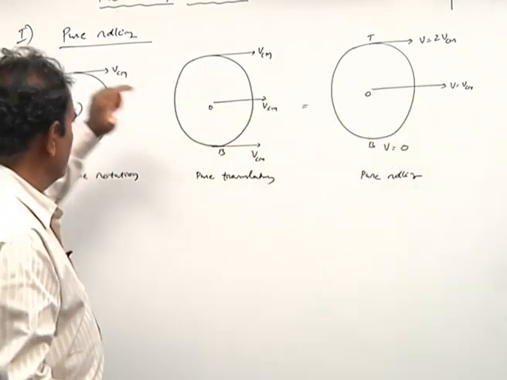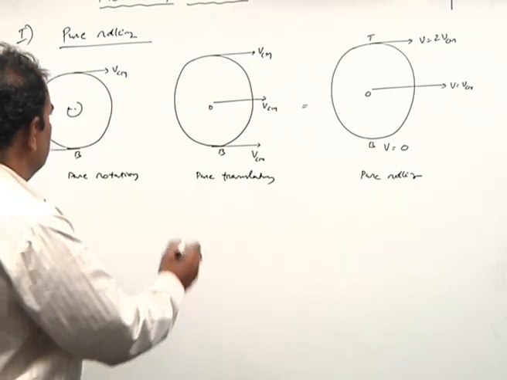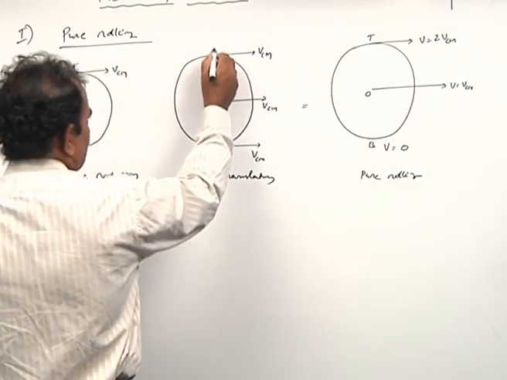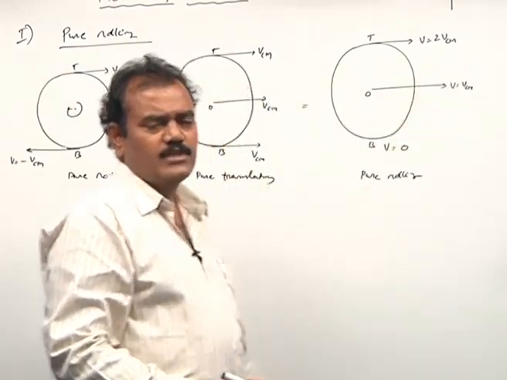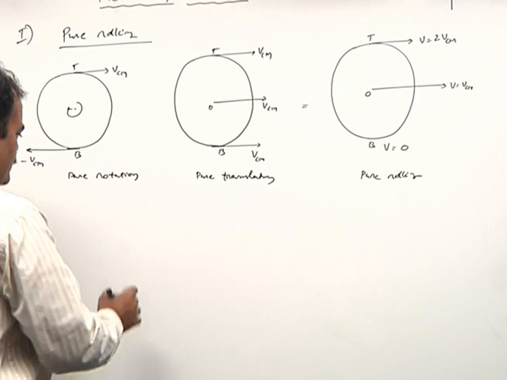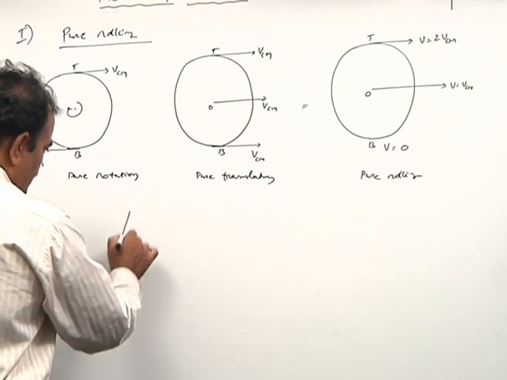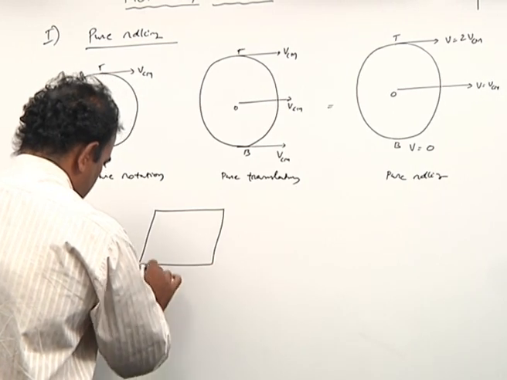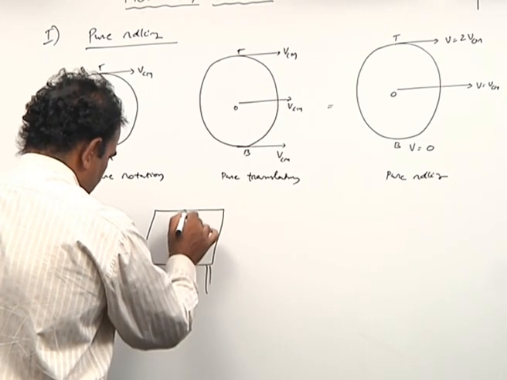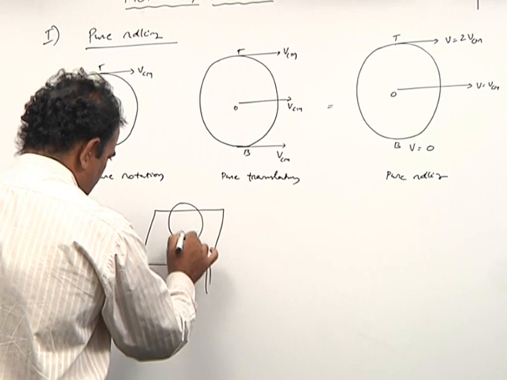And thereafter, when you are coming to the top, it becomes v center of mass, and again v center of mass, and finally it becomes 2v center of mass. That we can observe practically. Suppose a circular ring is placed on a horizontal plank, a horizontal table, like this.